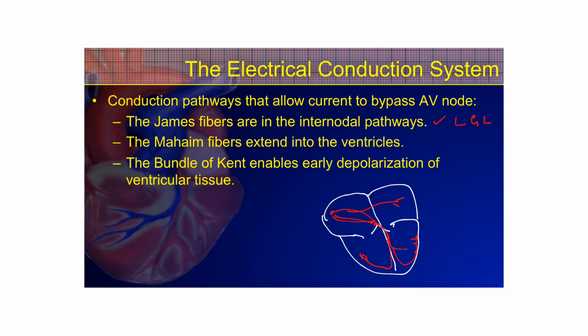That's normal. But with WPW, you may have the Kent bundle, or the bundle of Kent, which is a connection from the atria to the ventricles. It could be on the right or the left. Usually it's on the left. And what happens is the depolarization will go down into the ventricles without slowing necessarily at that AV node, or some of it will, right?